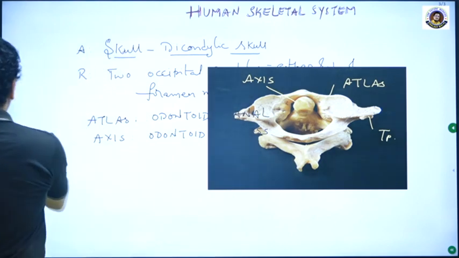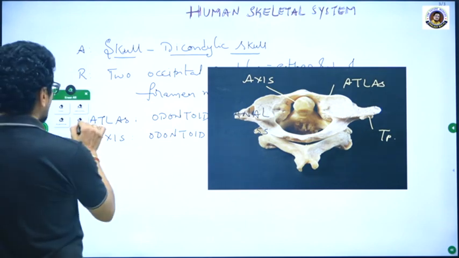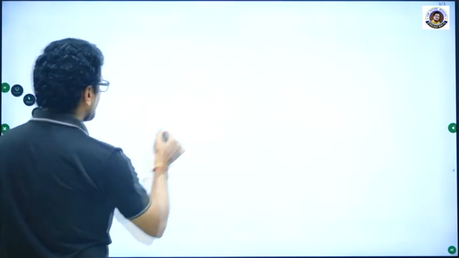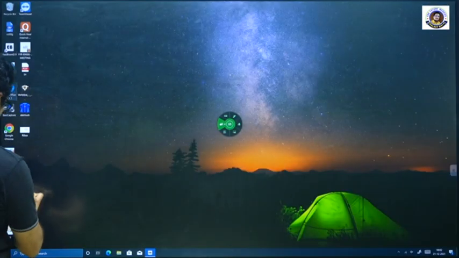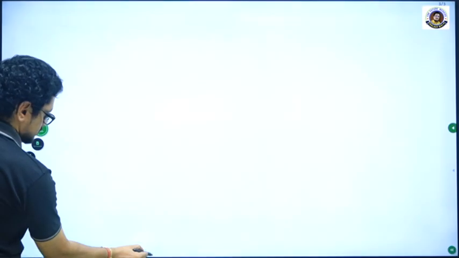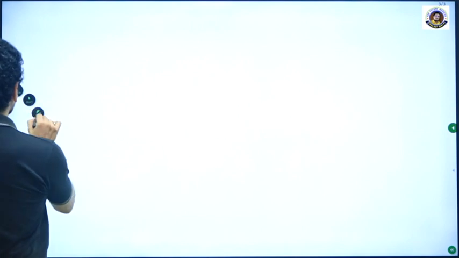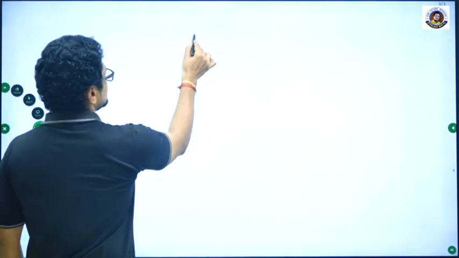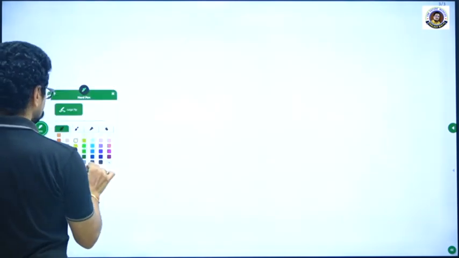And now, my dear friends, let me explain by showing the vertebral column. Okay, no problem. If you observe the vertebral column, say this is cervical. I will change the color so that you can see a bit more clearly.